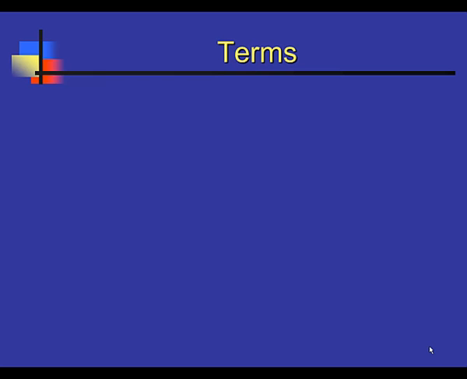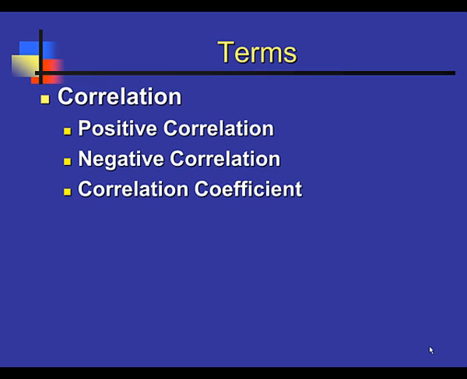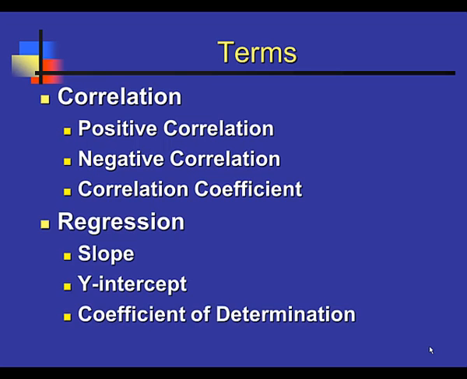So we'll begin with the big picture concepts of correlation and regression. And you'll learn in terms of correlation first. We will learn about positive correlation, negative correlation, and the correlation coefficient. For regression, we'll look at the slope, the y-intercept, and the coefficient of determination.